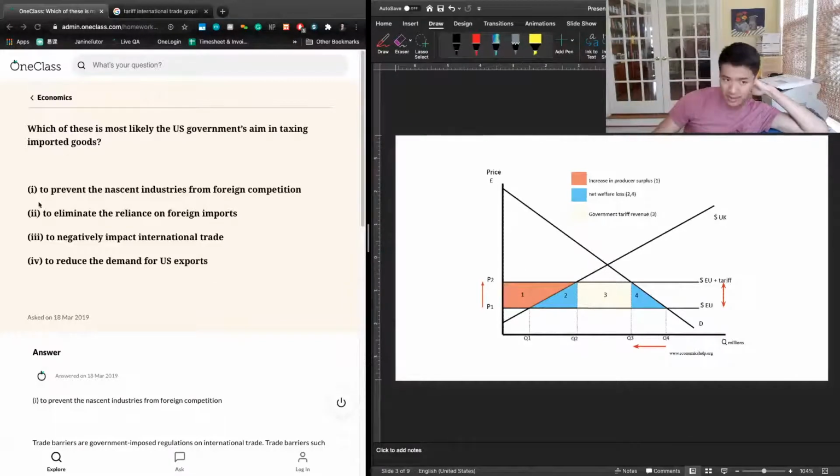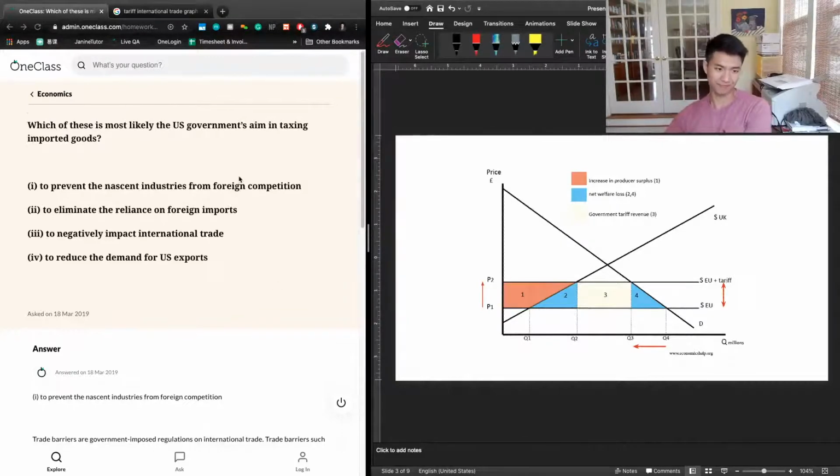So looking at the answer choices, we can see that answer choice 1 is the most adequate to explain this very complex model, right? The most likely reason the government aims in taxing imported goods is to prevent nascent industries from suffering from foreign competition.